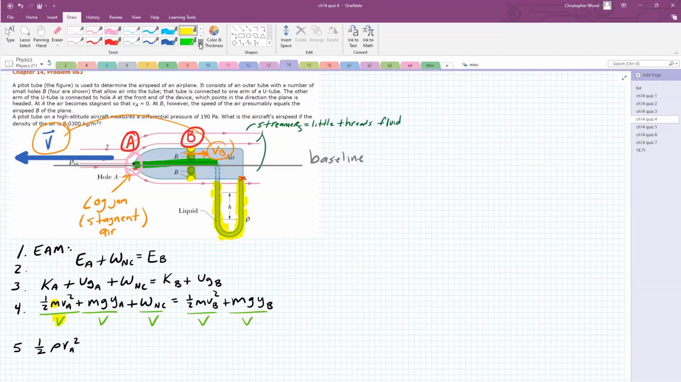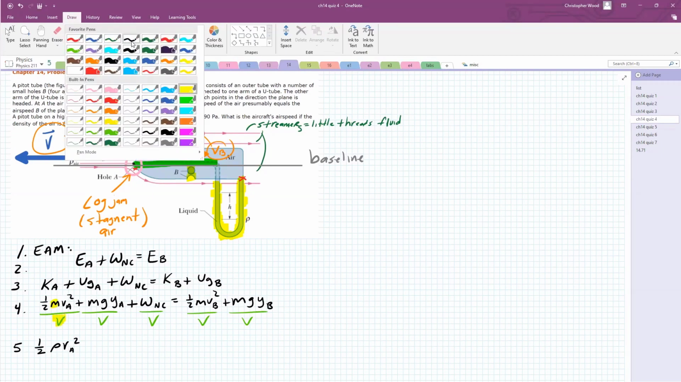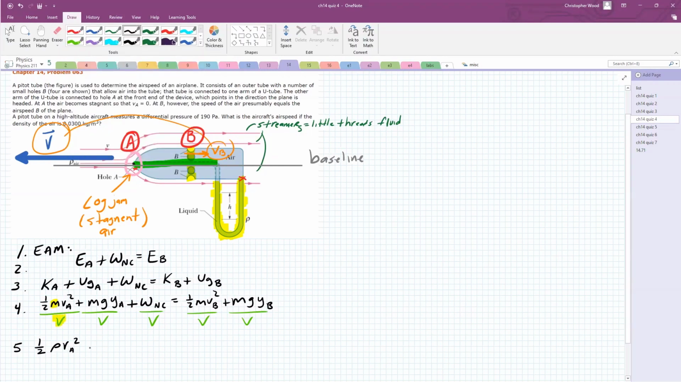So here's my energy analysis. Conservation of energy says 1/2 rho vA squared plus rho g yA. Same reason, because m over V is density. Plus, maybe I better start talking about non-conservative work.